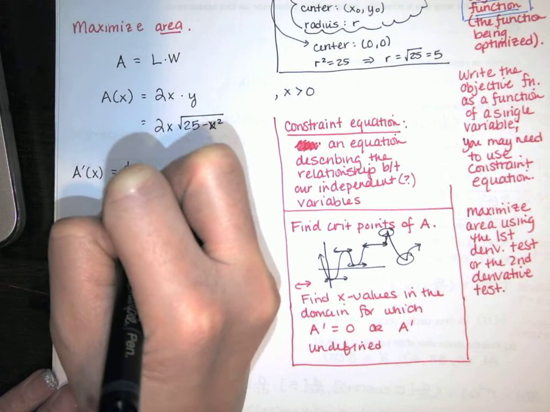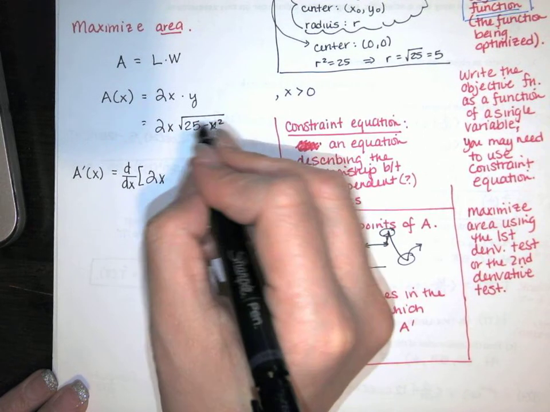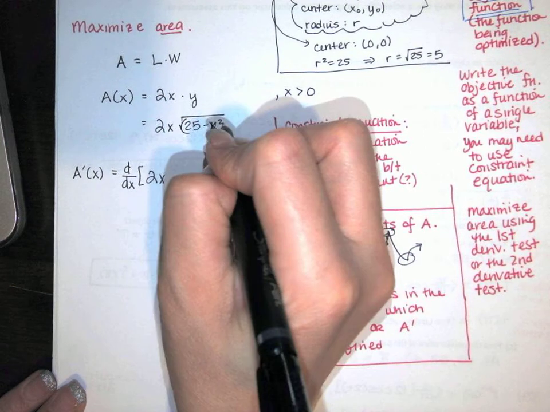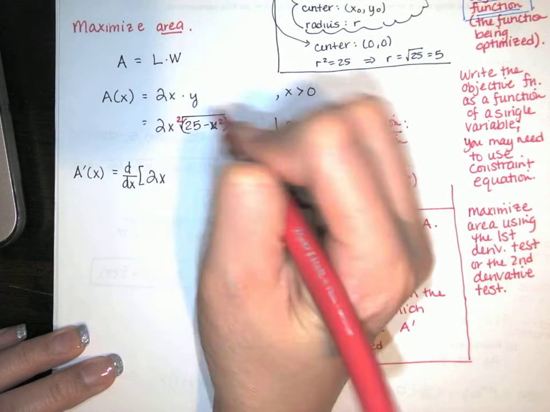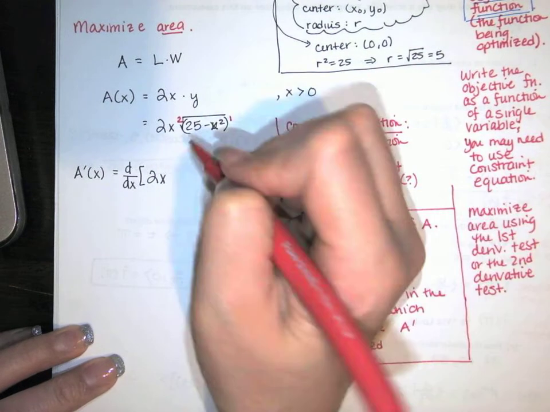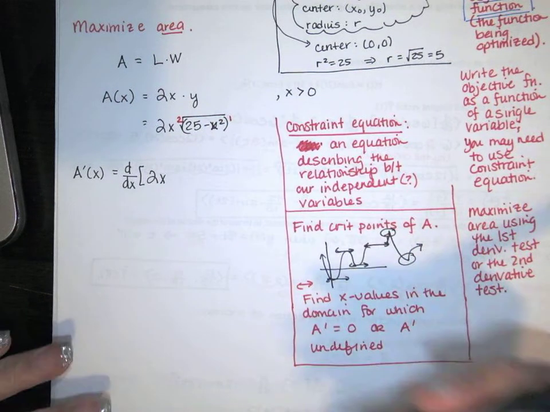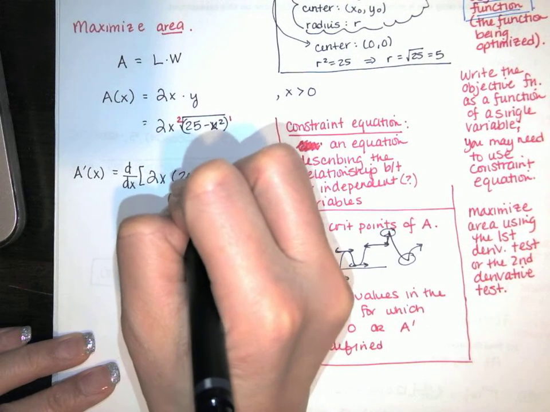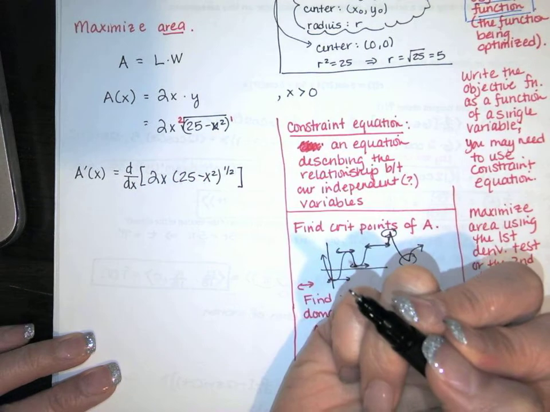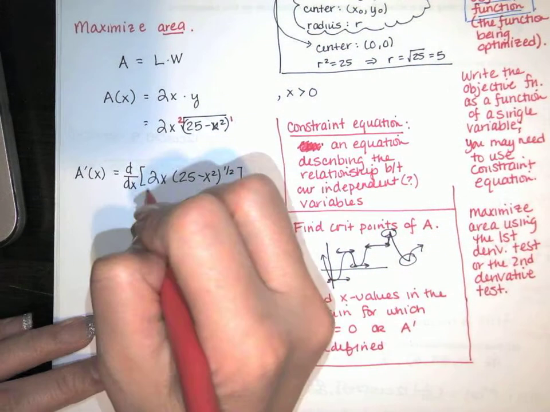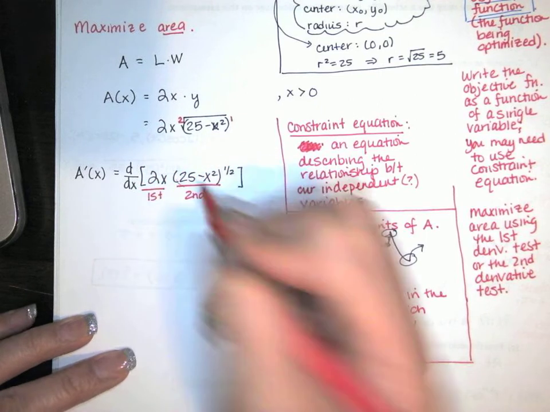I see a product, probably going to use the product rule. And this expression can be rewritten. There's an implied 2 there and an implied 1 there. So this is 25 minus x squared to the 1/2 power. And now when we use the product rule, we have to use the chain rule for this piece.